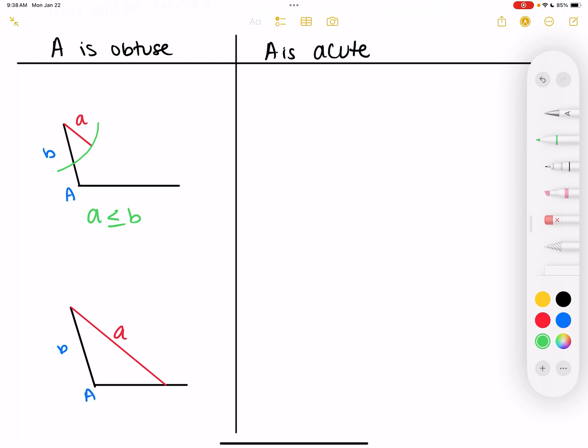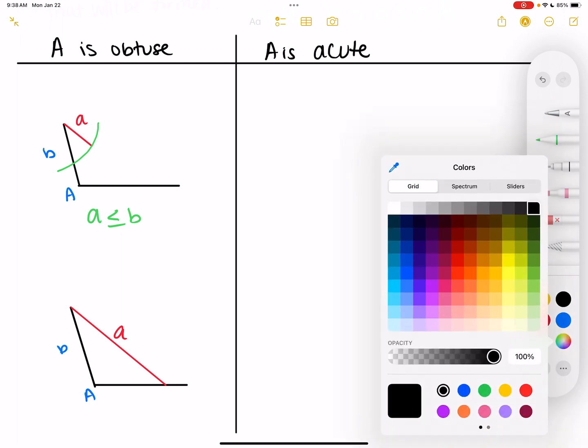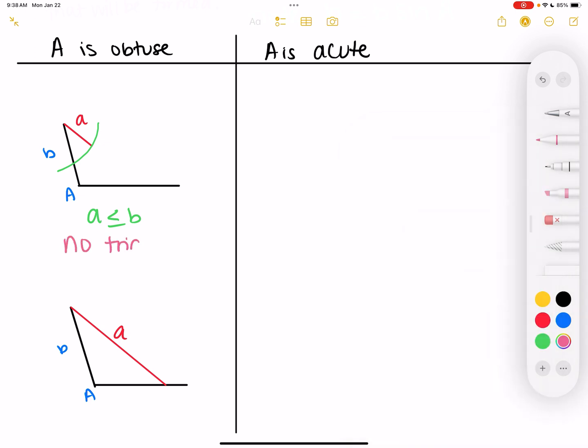Then we have no triangle. And those are the best ones because there's no work other than showing that A is less than or equal to B.